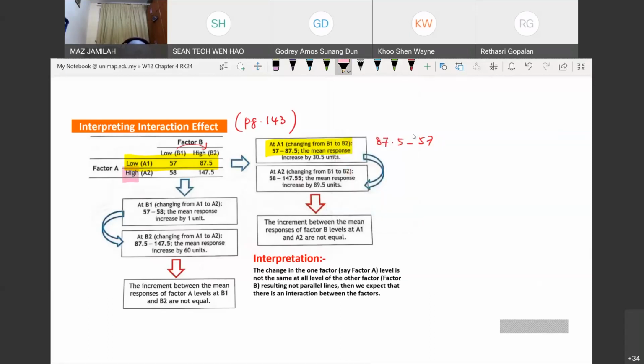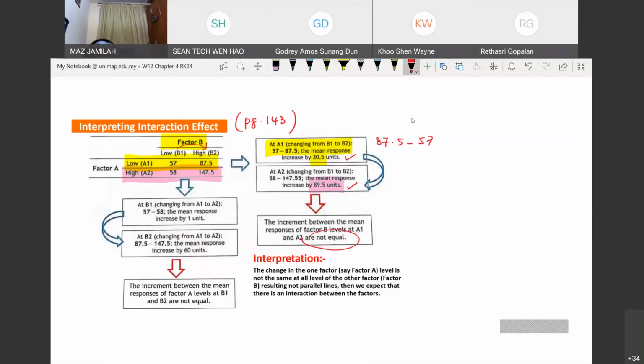At the A2 level, changing from B1 to B2, from 58 to 147.5, the increase is 89.5 units. Just now, it was 30.5 units. So what happened? The increment between the mean responses for factor B, at A1 and A2, are not equal. Why? Obviously, we have 30.5 and we have 89.5, not equal. So how do we interpret? The change in the response for one factor level is not the same as for the other factor level, resulting in non-parallel lines.